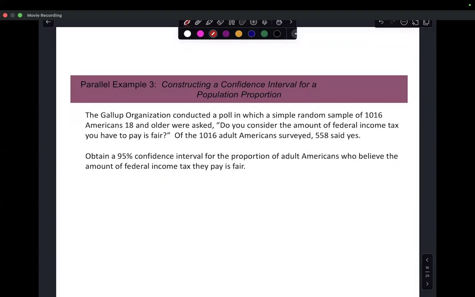All right. So I'm not going to do the np(1 minus p) or the 5% of the population checks. Just trust me on that. I just don't want to do that. But I am going to calculate the p hat. So p hat equals, we just do our 558 said yes out of 1,016.